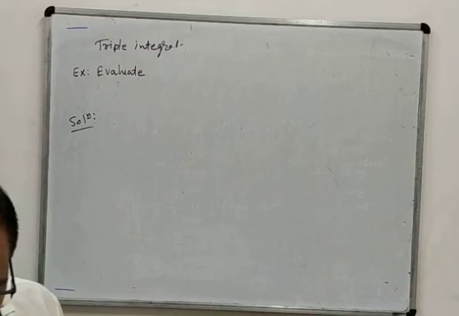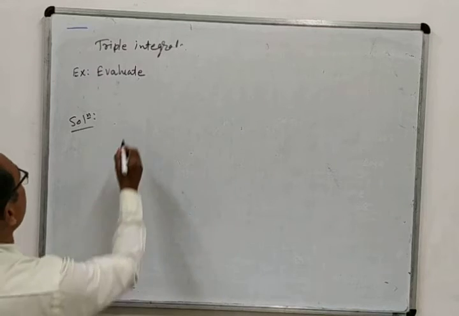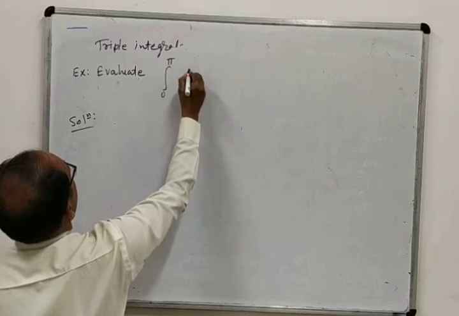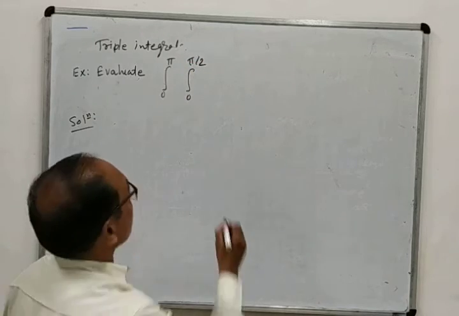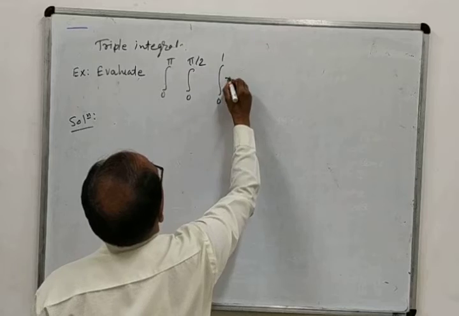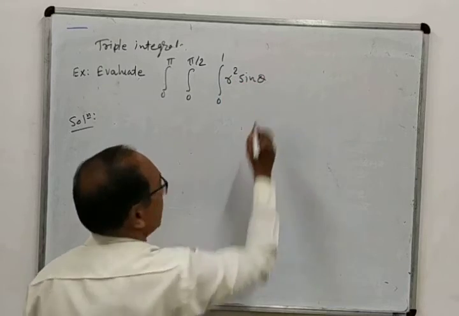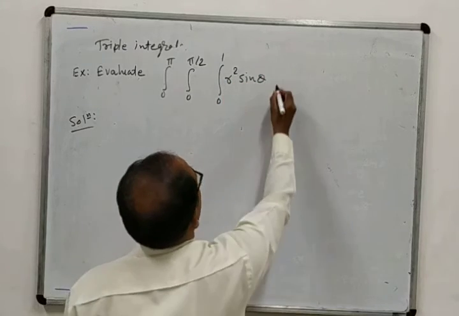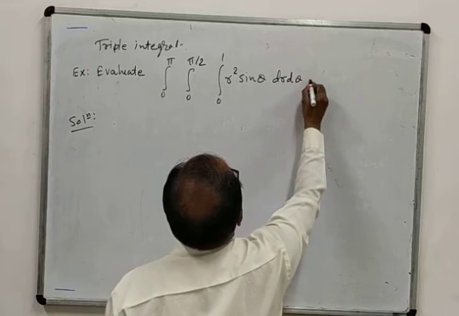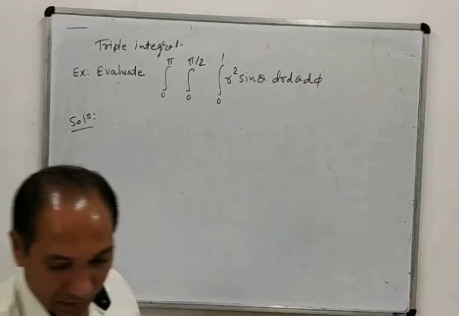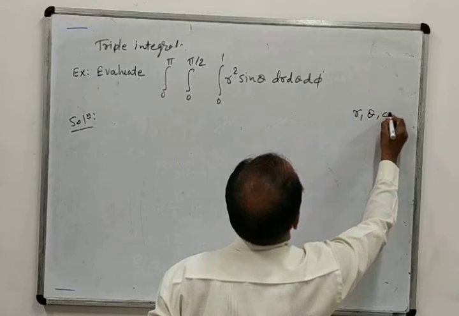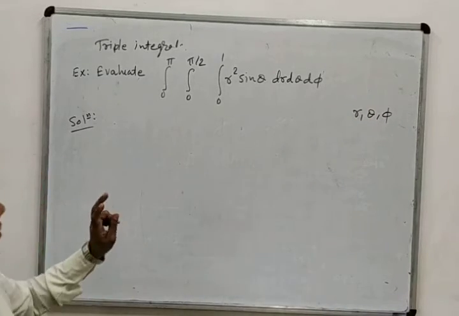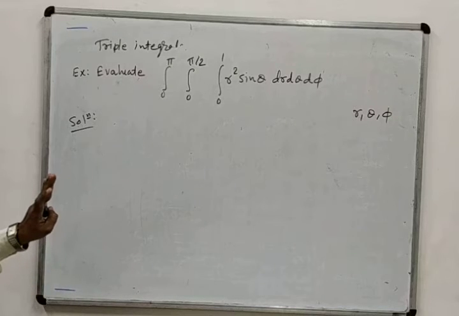Now let us see one more problem. Integration 0 to pi, 0 to pi by 2, 0 to 1, r square sine theta, dr, d theta, d phi. So here you can see that instead of x, y, z, we are given the variables r, theta and phi. Okay, but don't worry, don't get confused. This problem is very simple.